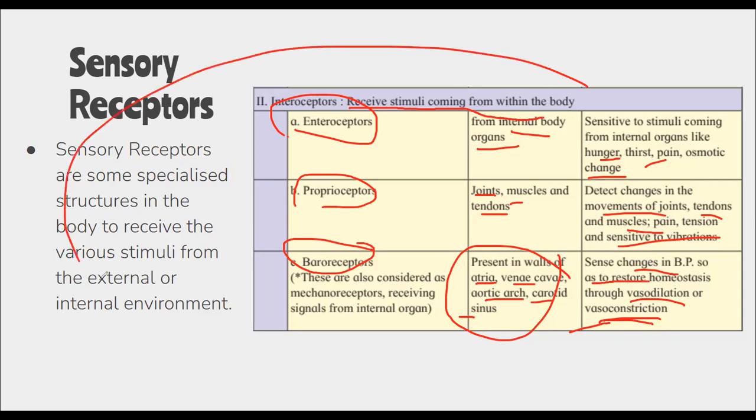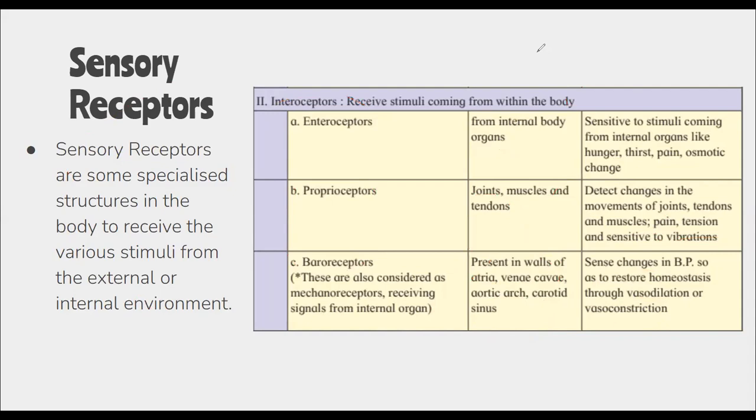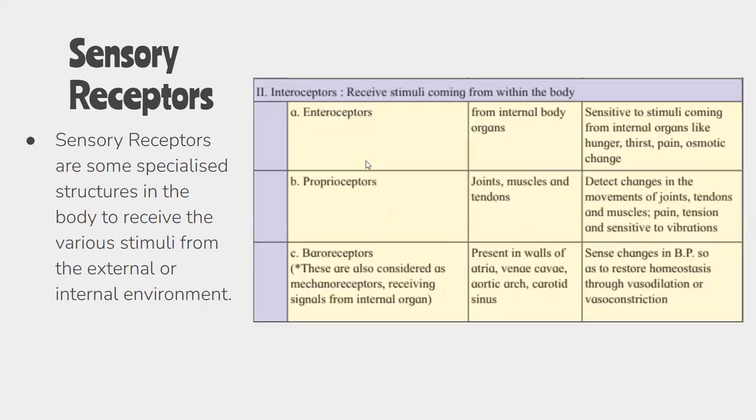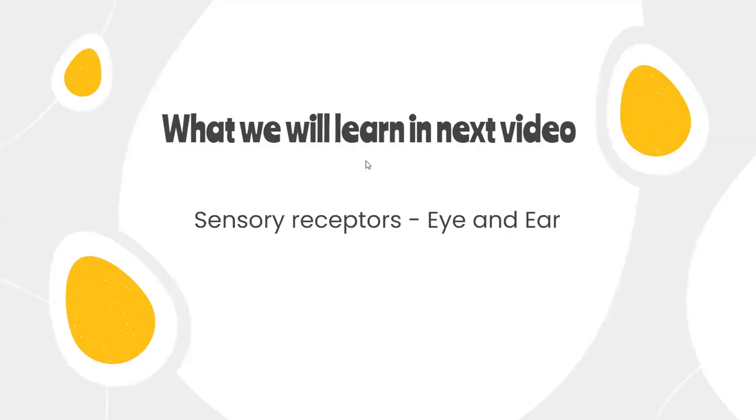So these are the internal receptors within the body, interoreceptors, and the earlier ones which we discussed, those which receive external stimuli, are known as exteroreceptors. So that's all regarding the sensory receptors, which is there in your textbook.